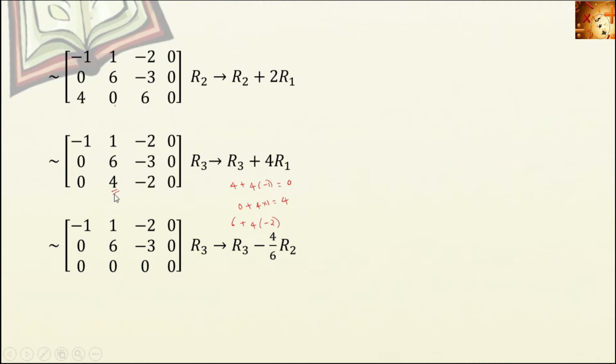Okay, next we want to make this 4 as 0. For that, the transformation is R3 changes to R3 minus R3's element divided by R2's element, so R3 minus 4/6 R2. So the last row becomes completely 0. This is an upper triangular form.